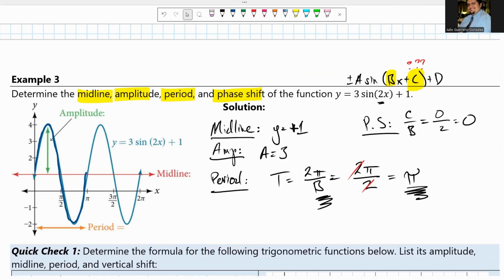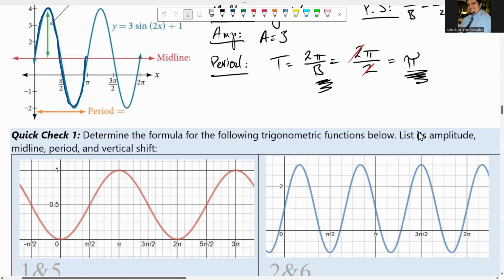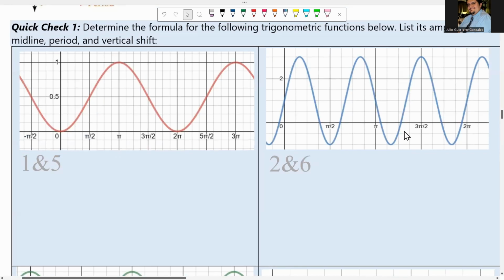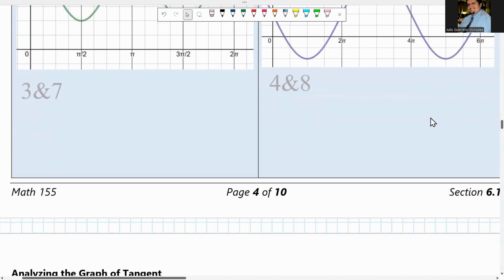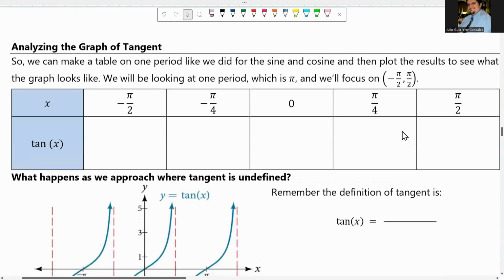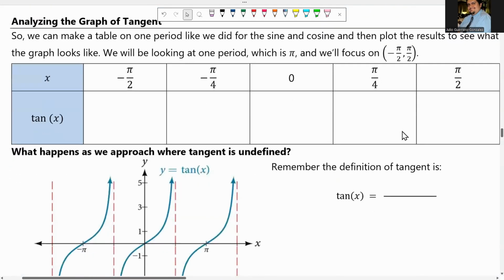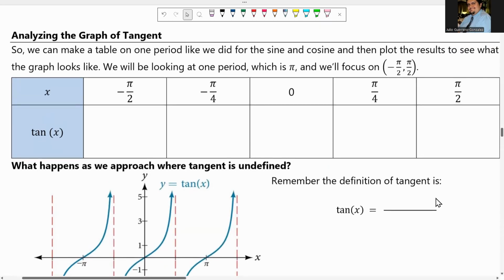Let's keep going. I've got some quick checks for you to practice on. These might take a little while, so we'll go through all of these. I just did sine and cosine. The next one that's going to show up now is tangent.